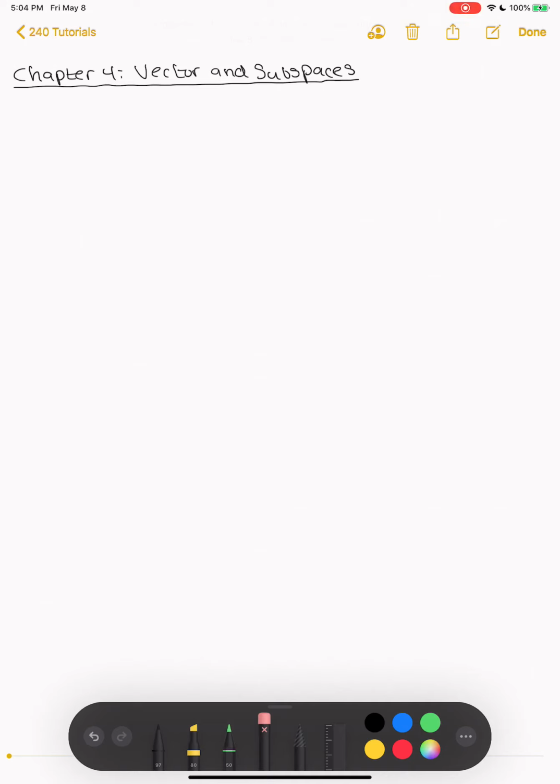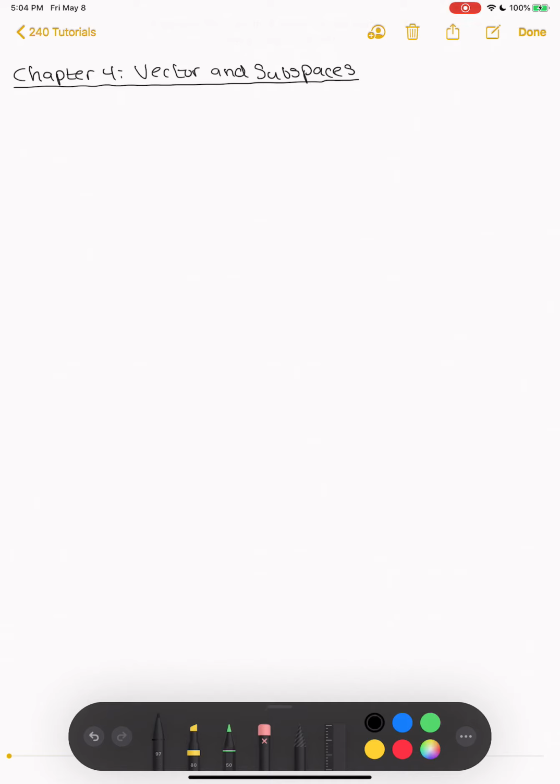All right, so we're moving right along into chapter 4, which is all about vector spaces and subspaces. The content in this chapter is pretty conceptually challenging, so I want to take some time at the beginning here to spark your memory on what it means to be a vector space and what it means to be a subspace and all the cool stuff we can do with each of these.